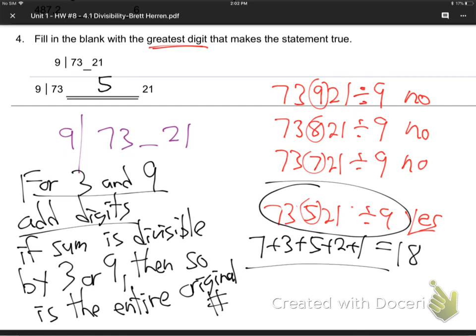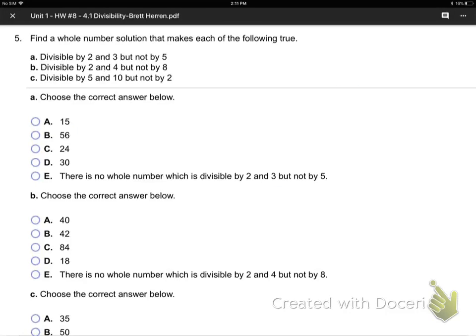It's not the most important thing in the world for sure. Okay, so here we go. Find a whole number solution that makes each of the following true. Part A: divisible by 2 and 3, but not by 5. Can you think of a number that 2 and 3 go into, but 5 does not? So we just go down the list. Is 15 it? No. 2 doesn't go into 15, not evenly. How about 56?